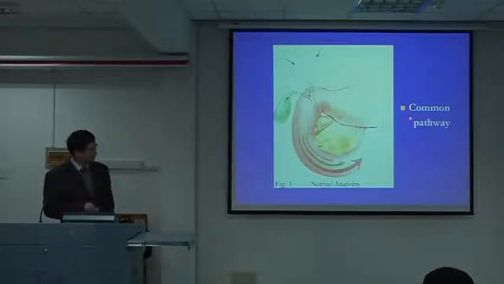This is a common pathway, very important in pancreatic disease. That means the ampulla of Vater. The common bile duct and pancreatic duct are formed into one pathway. This pathway we call the ampulla of Vater, and this is the papilla of the duodenum.